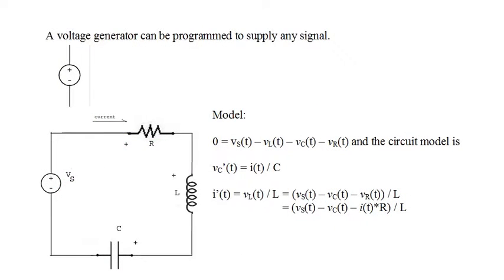A voltage generator is a programmed voltage source. That is, it supplies a time-varying voltage to the circuit that is programmed directly. It can be used to generate a unit impulse, as we will do, or sine waves, or any desired input signal. We can add a voltage signal generator to the circuit. The model and the computational equations are the same as for the previous circuit, this time with the inductor voltage equal to the signal voltage minus the capacitor voltage and the resistor voltage.